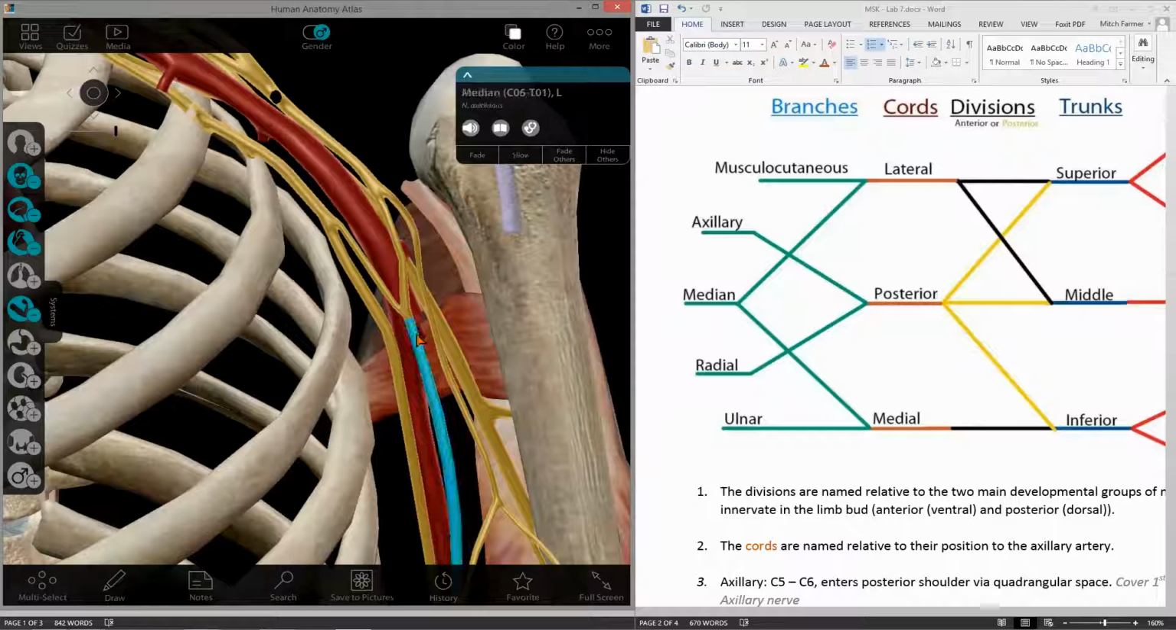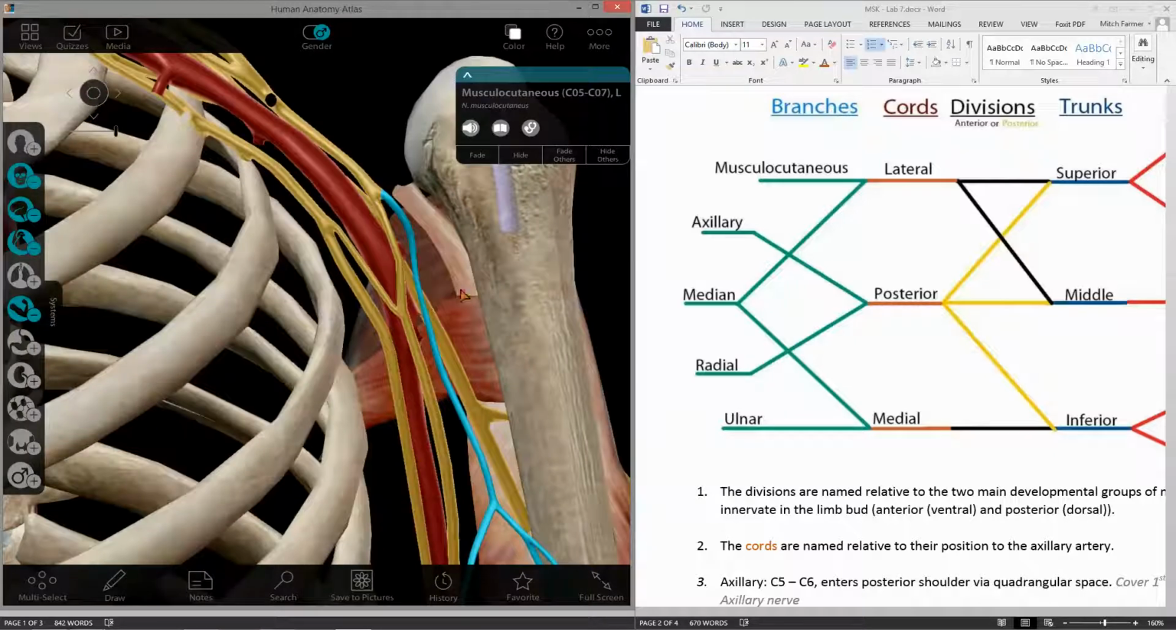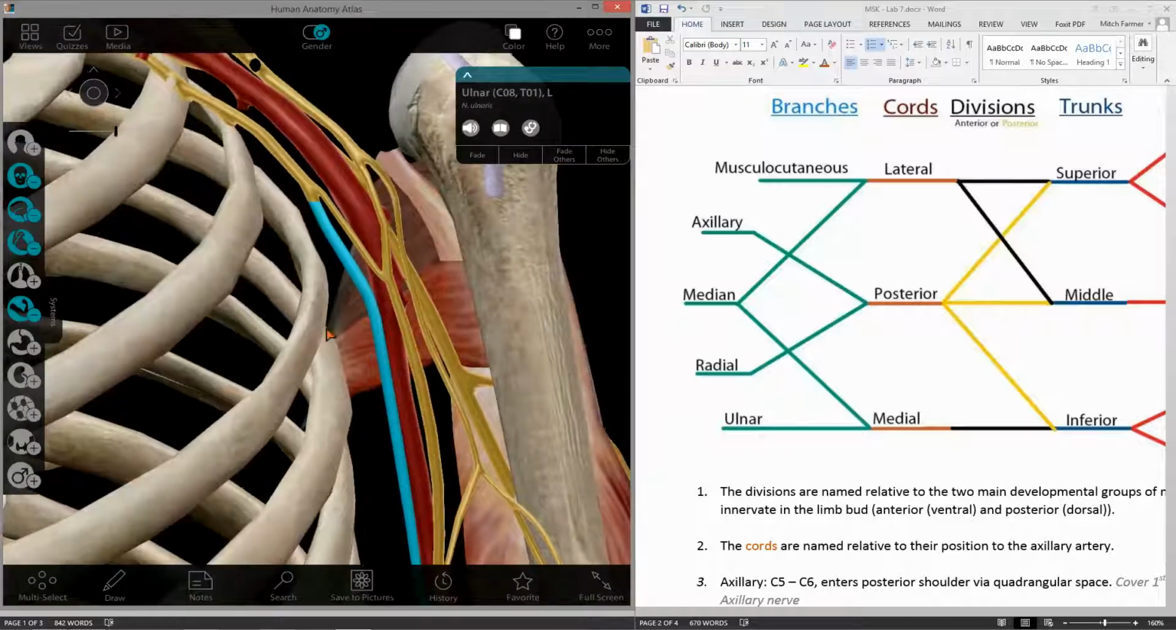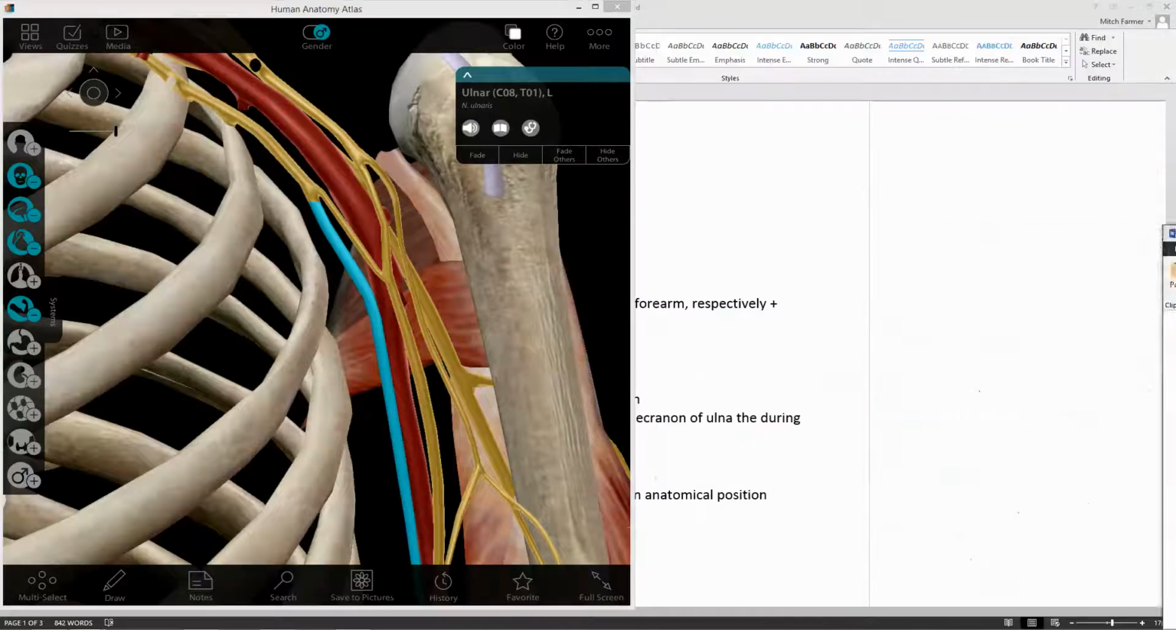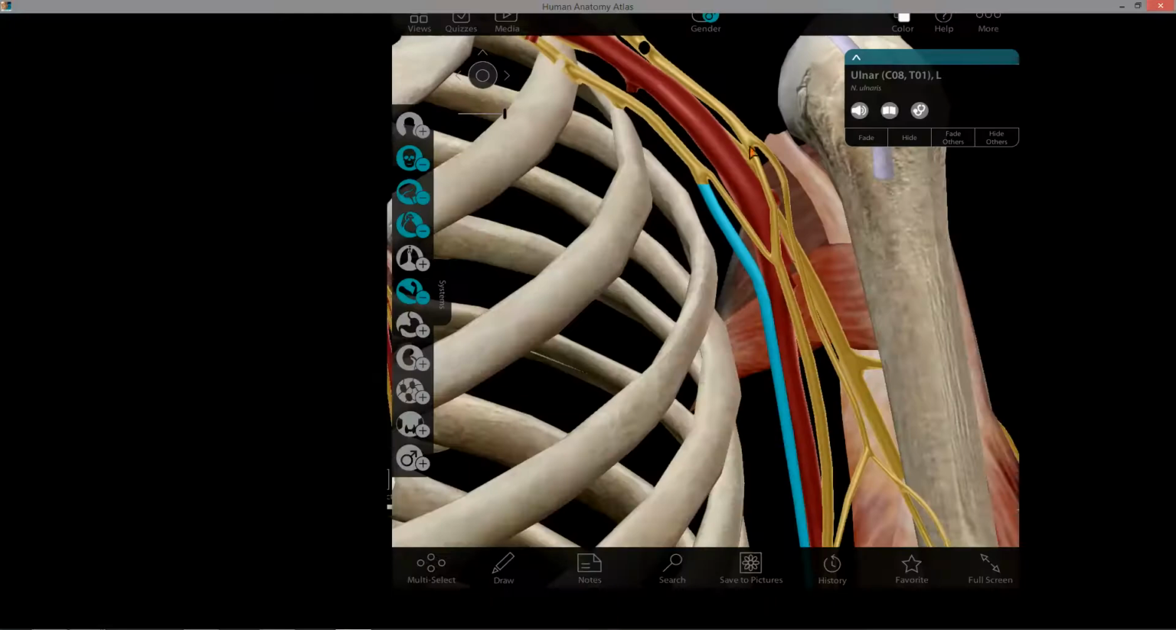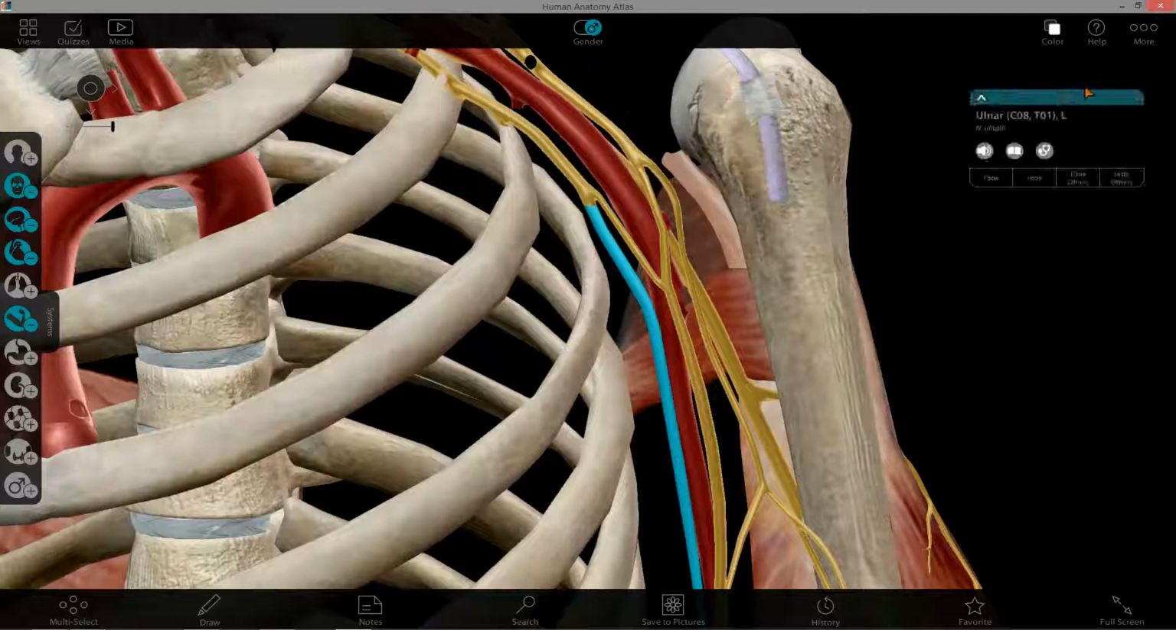The median is in the middle. The musculocutaneous is going to be the most superior and lateral. And then finally, the ulnar is going to be the most medial and inferior. All right? So you can kind of see how that's formed. So I'm going to take this and move it back over here. I'm going to put this back to encompass the whole screen.